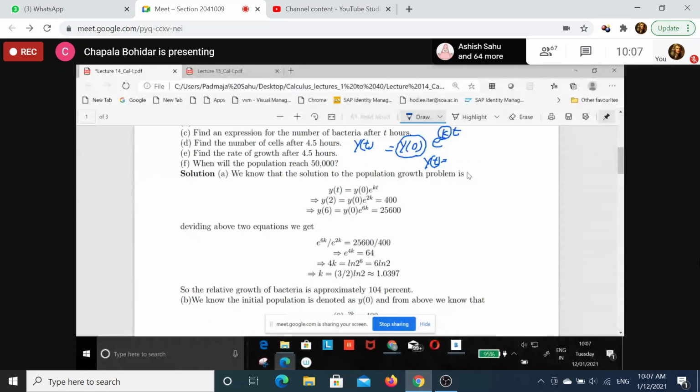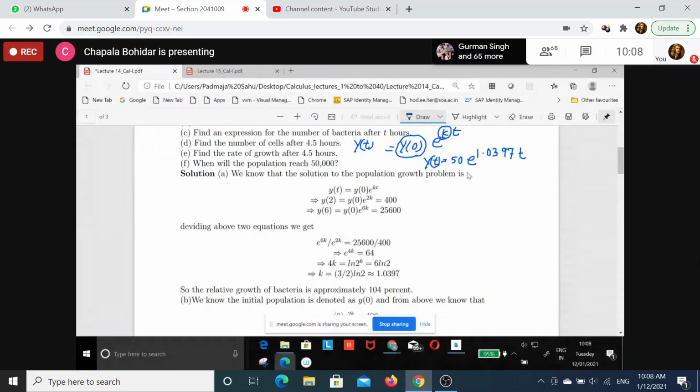50 e to the power, then it is your 1.0397. It is written here, so you are saying 0.4, that is also okay. Then t. Clear to all of you? Yes, ma'am. The part C is over now. All of you clear here? I am asking you. Yes, ma'am.